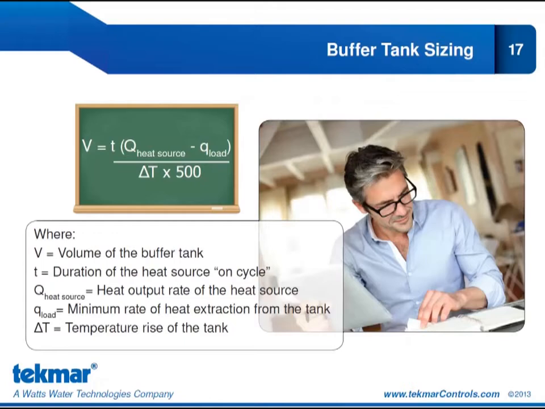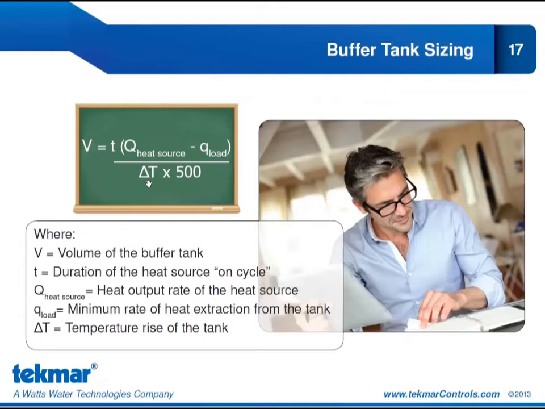The second variable is the minimum rate of heat input. So here we have our Q heat source, and that is the minimum rate of heat input. So that's going to be our BTU per hour. The third variable is the minimum system load. So this is our small q, load. That's our minimum system load, also in BTU per hour. And that is going to be divided by the allowable tank temperature. So what is the temperature rise of the tank from when the heat source is turned on to when it's turned off?